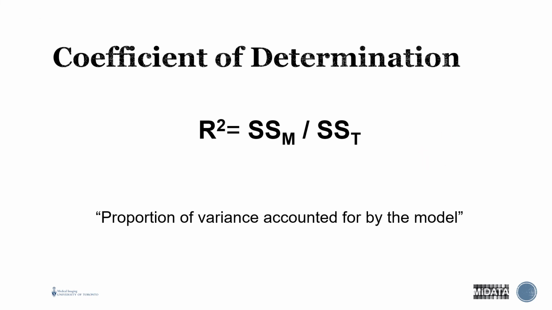So once again, important is the R square, which we call the coefficient of determination. And now that you know how to calculate sums of squares, the R square is simply the sums of squares for model divided by the sums of squares total. And it represents the proportion of variance accounted for by the model, as you all know already.